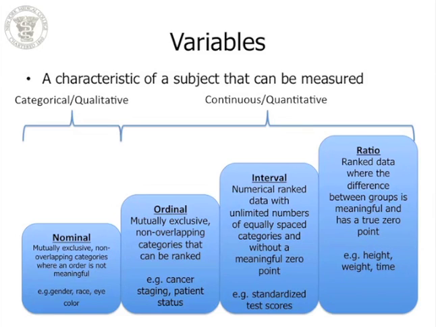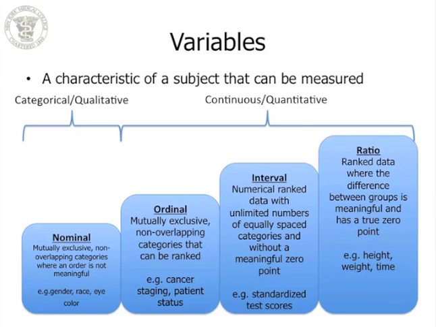Now, a higher order of variables, that of the ordinal variable. These are mutually exclusive, non-overlapping categories that can be ranked, such as cancer staging, patient status, etc. And higher than that is that of the interval variable. These are data that can be numerically ranked with unlimited numbers of equally spaced categories, but without a meaningful 0 point. So things like standardized test scores or measures that are oftentimes arbitrarily created.